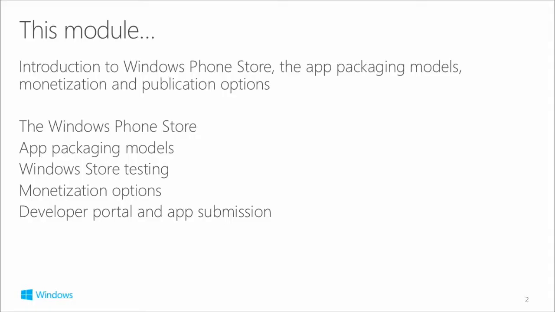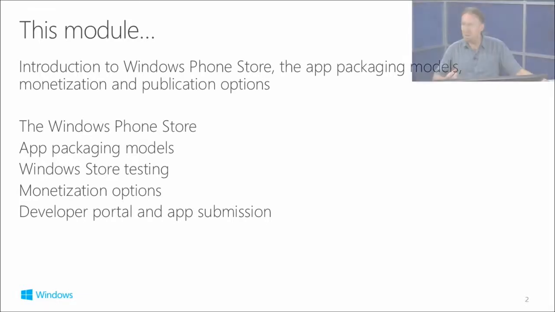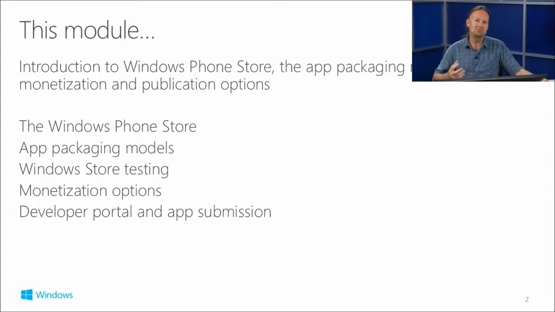In this module, we're going to look at the Windows Phone Store, the ways that apps are packaged and how you build those packages, how you test your package before submission, and your options for making money out of this app. So you've got different monetization options. And then at the end, we'll actually do an app submission so you can see what the process is and what it's like to work with that.